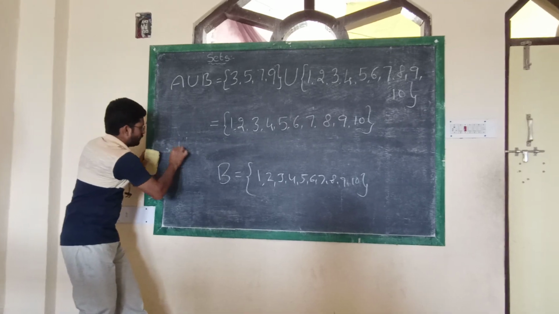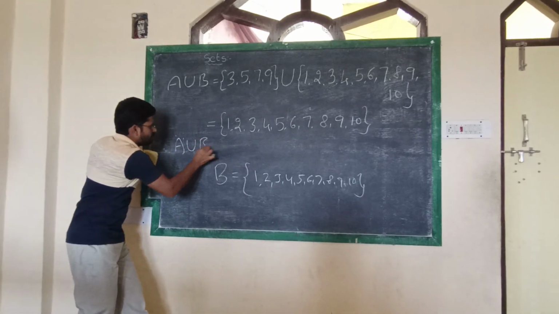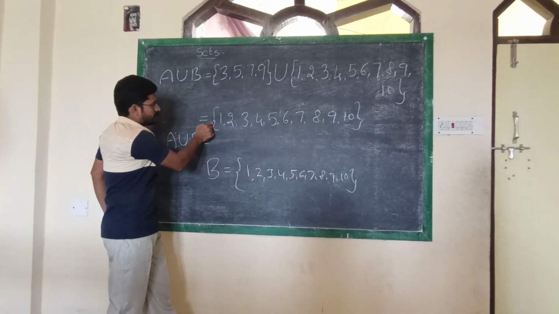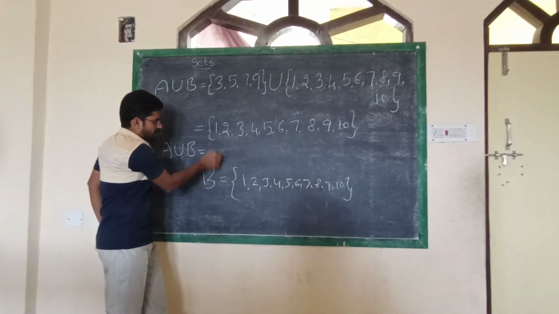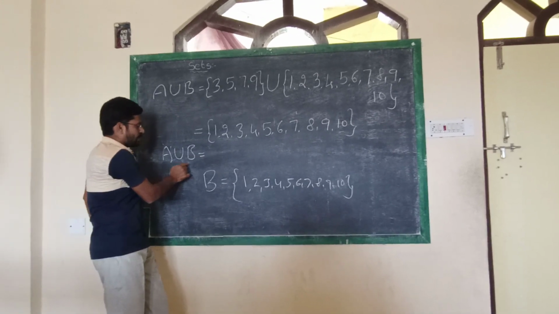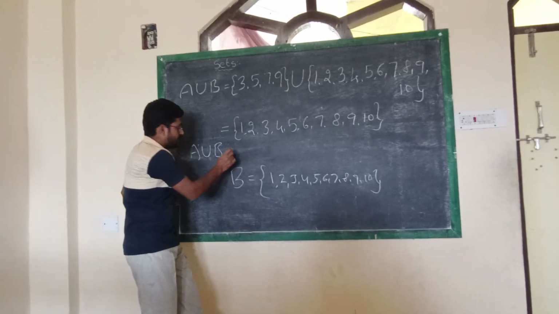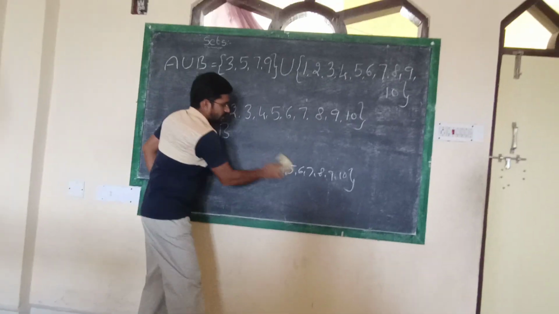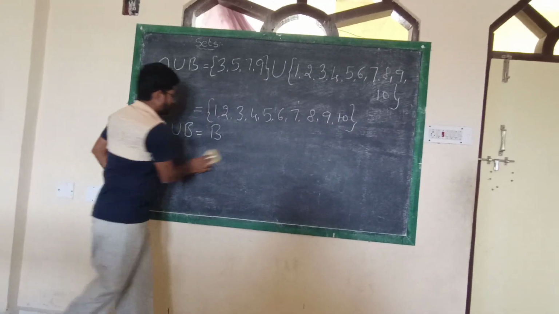say, A union B is equal to, here set B is there, this is the union. Now these two are same or not? So we can say A union B is equal to B. That's all. This is A union B.